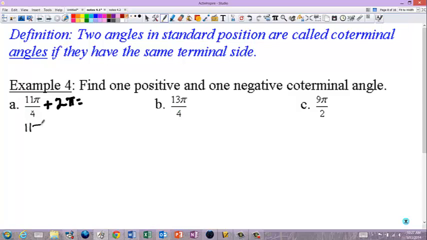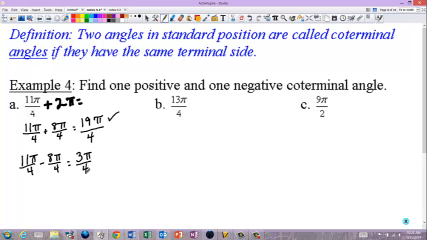So if we add 11 pi over 4 plus 8 pi over 4, because that's getting a common denominator, I would have 19 pi over 4. So there's a positive coterminal angle. Well, how do I get a negative coterminal angle? Well, I would subtract 8 pi over 4, and I would get 3 pi over 4. Okay? That's not negative. However, I now have 2 positive ones.